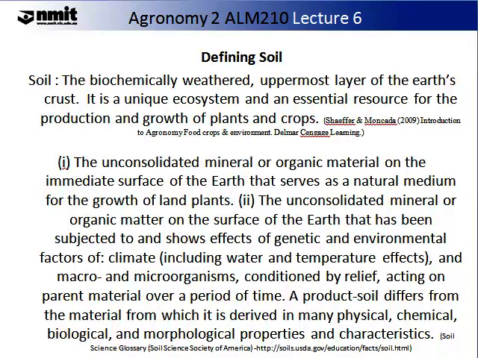A product soil differs from the material from which it is derived in many physical, chemical, biological, and morphological properties and characteristics. While the second definition is a lot longer than the first definition, it does encompass all the properties that soil has. It also gives us an insight as to why these properties may be important to plants.